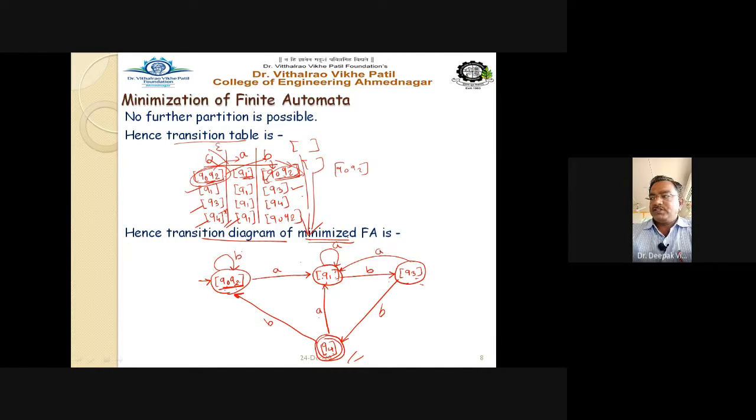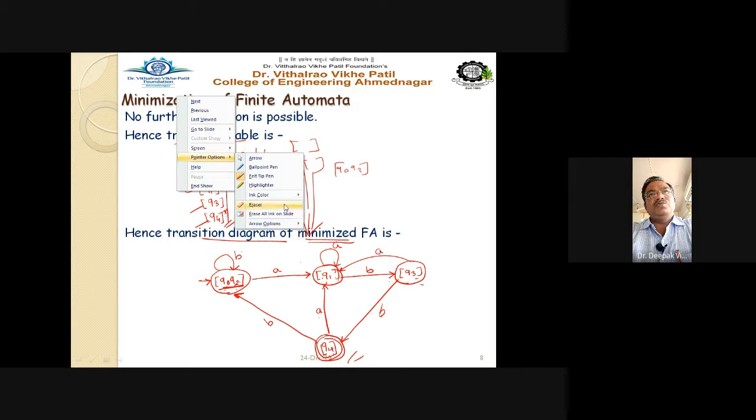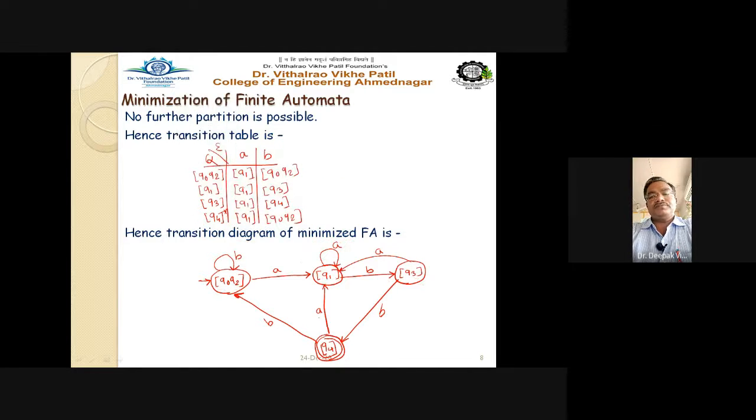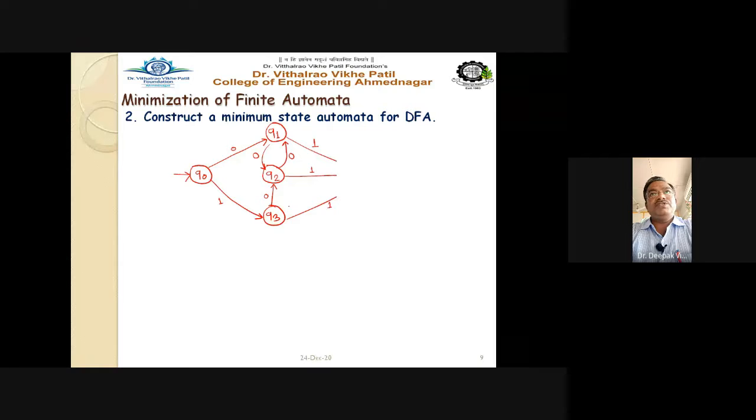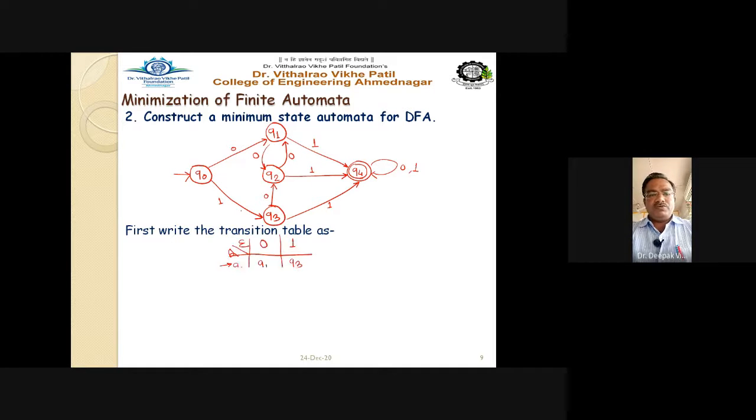So this is the first example. Now let us see another example so that it will become more clear to all of you. Construct a minimum state automata for the given DFA or finite automata Q0, Q1, Q2, Q3, Q4. Q0 is the start state, Q4 is the final state, and the transitions are given on input 0 and 1. So the first step is we have to write down the transition table from this automata.